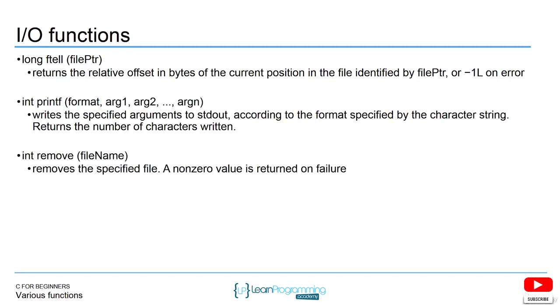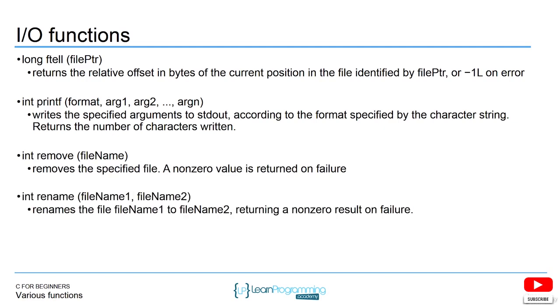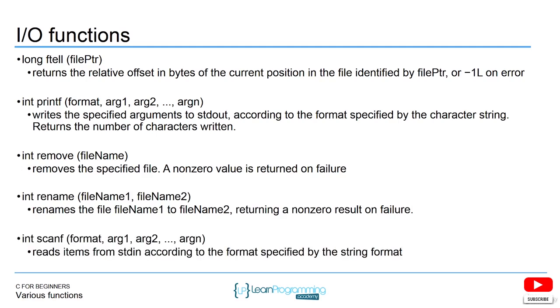remove is a function where you can delete a file. It takes a file name. The file pointer has to be closed. You can't have it open. rename will rename one file to the other file. Also has to be closed. The file cannot be open. scanf will read input, usually by default from the keyboard. You can change it to read input from other streams if you want to.